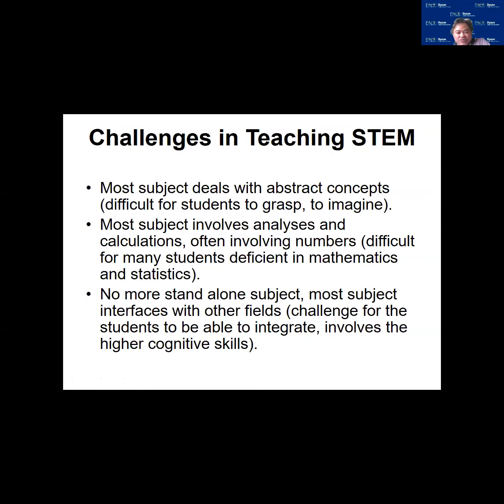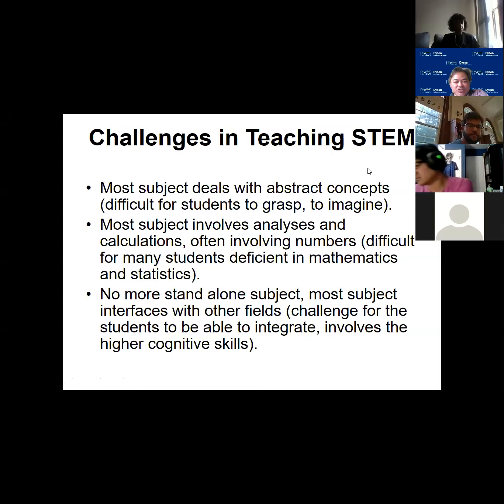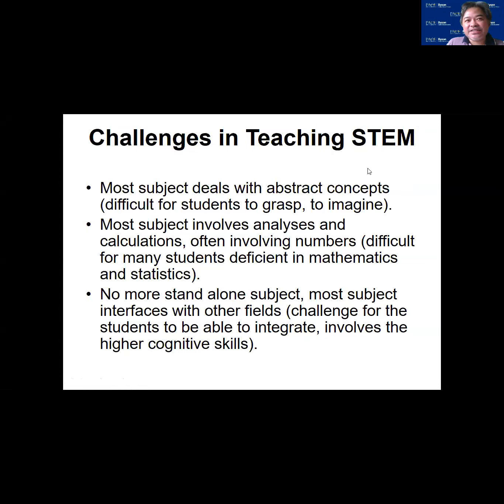So there are what we call interdisciplinary courses. Most of the courses are interdisciplinary. What does it mean? You need knowledge not only in one field but in other fields. And for chemistry, as I have told you, this is a central science, so it is in one way or another connected to other courses. So it's a challenge for the students to be able to integrate some concepts that are in other courses. So usually it involves higher cognitive skills.